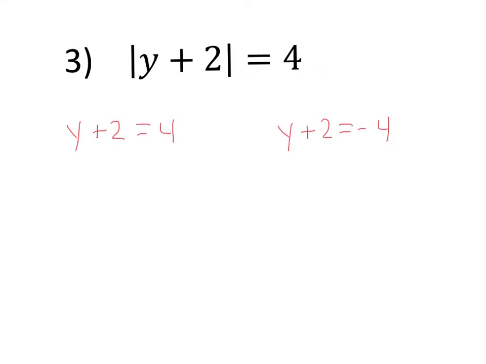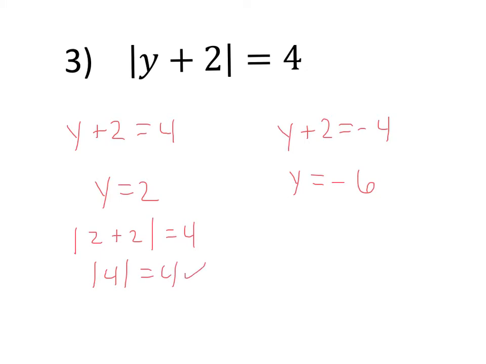So now, because we have 2 equations, we can drop off these absolute values. So now it's just solving. Subtract the 2, y equals 2. Subtract the 2 over here, and y equals -6. So since it asked us to check, if I plug this back in, I've got 2 plus 2 in absolute value equals 4. Well, the absolute value of 4 equals 4, so that's a good answer.